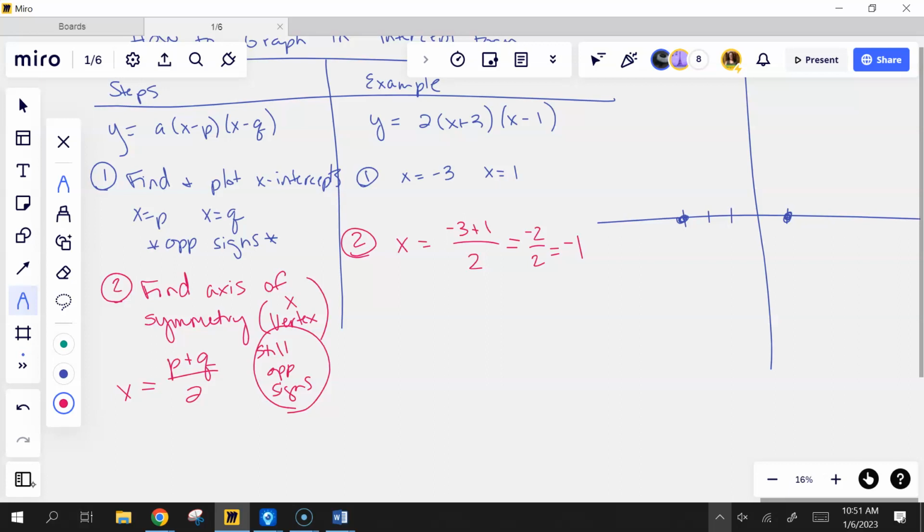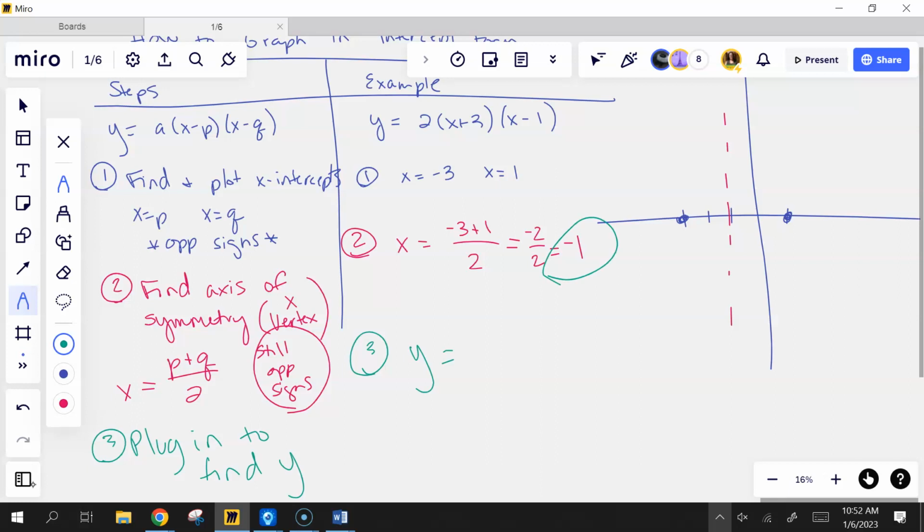-1. I'm going to go ahead and put my axis of symmetry on here, and now I bet you can guess what I do next. What do you always do when you have the axis of symmetry and you need to know where the vertex is? How do you find the vertex? Plug it in. That's right. Plug in to find y. What am I plugging in? -1. That's right. So 2 times -1 plus 3 times -1 minus 1.